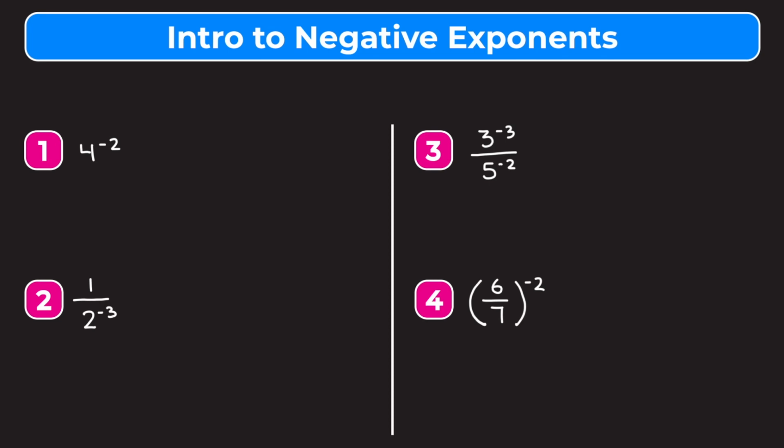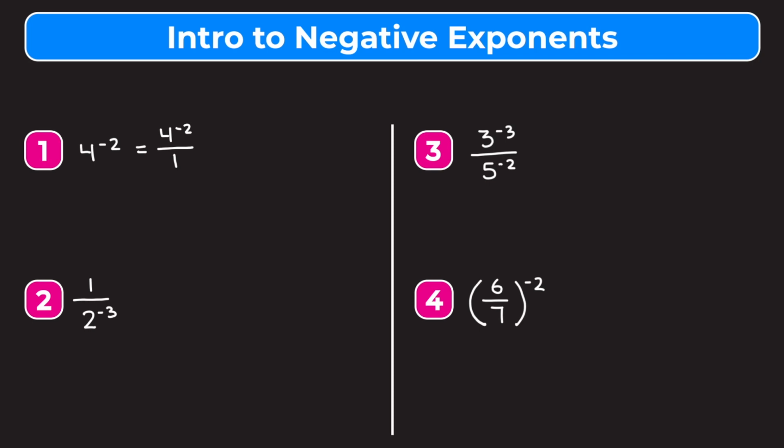So if we take a look at example 1, we have 4 to the negative second. And when we're dealing with these problems, we're going to simplify them, and that just means we want to get rid of all the negative exponents. So in order to get rid of negative exponents, you need to change the position of whatever's being raised to the negative exponent. So what I'm going to do first is put this over 1.